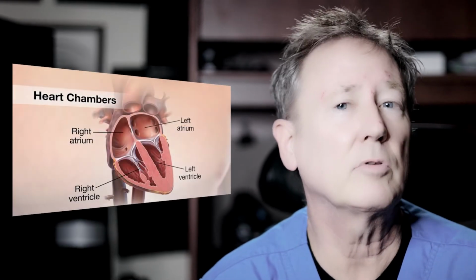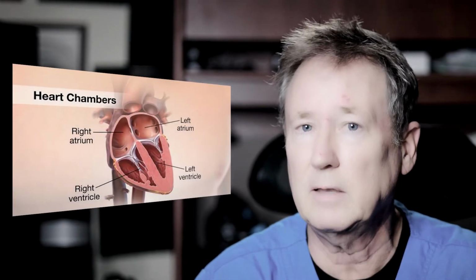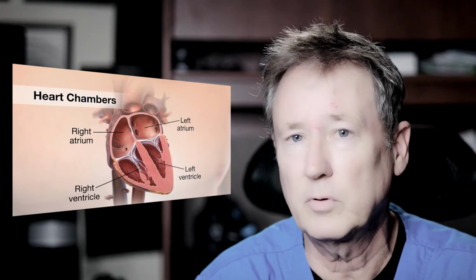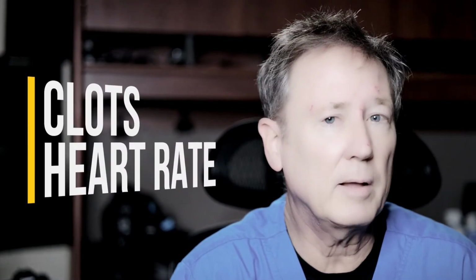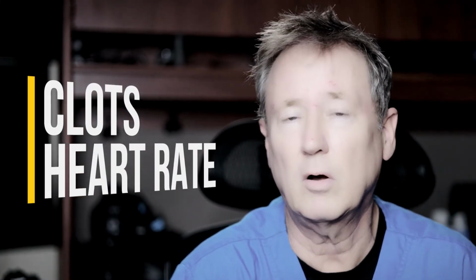Let me first say that the way the heart normally works, you have 4 chambers to your heart. The top 2 chambers contract, empty blood out into the bottom chambers, and then the bottom chambers contract and pump blood out to the rest of your body. However fast the bottom chambers go, that's how fast your heart rate is when you check your pulse. Now, with atrial fibrillation, there are 2 primary problems. One is a blood clot problem and one is a heart rate problem.